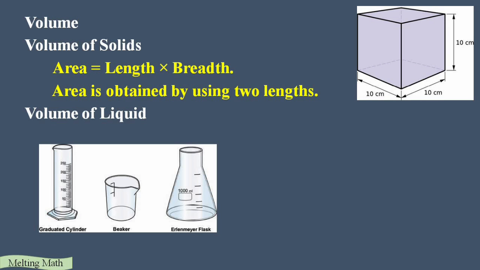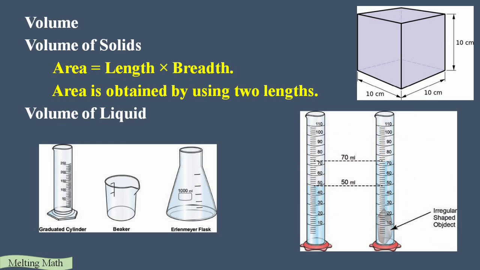Next, how can you measure the volume of an irregular object? Just listen to this. First, take one measuring cylinder and fill the water up to 50 ml. Then take that irregular shaped object and put it into that beaker. Just see how much the water level has increased. It increased from 50 to 70 ml. Then subtract: 70 ml minus 50 ml, we get 20 ml. So that's 20 ml. We can write it as 20 centimeter cube.